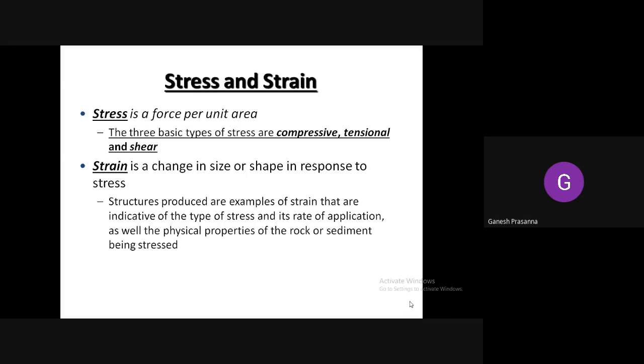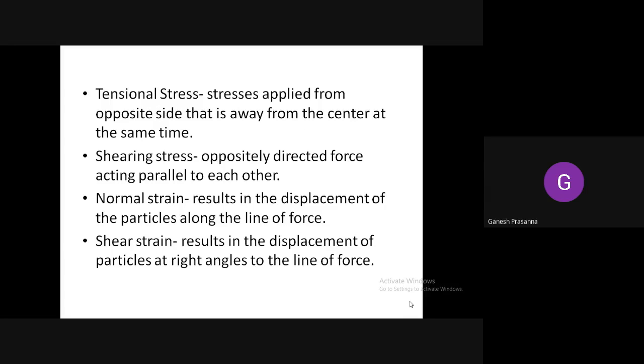Strain is where the structures are produced that are indicative of a stress and its rate of application, as well as the physical properties of the rock or the sediment that is under stress. Coming to tensional stress, it is the type of stress which is applied from opposite sides, away from the center at the same time. The stresses are pulled apart from a single point, from the center in opposite directions.